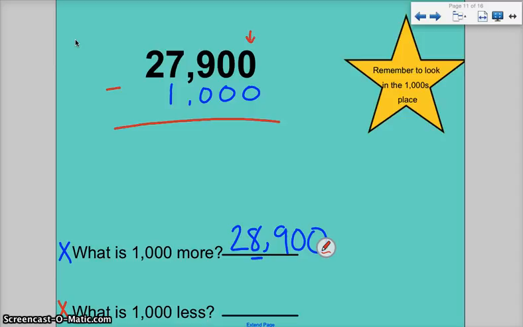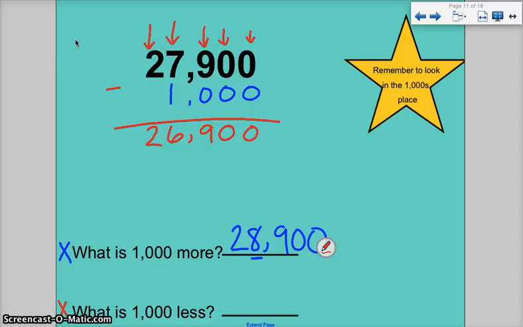Okay, so when I'm subtracting, I'm going to take 1,000 away, starting in the ones. 0 minus 0, 0. Moving to the tens, 0 minus 0, 0. When I get to the hundreds, I have 9. I need to take 0 away. I'm left with 9. Got my comma. When I get to the thousands place, I have 7. I need to take 1 away. That's going to leave me with 6. And I'm in the 10,000s place. There's nothing to take away, so I'm left with 2.